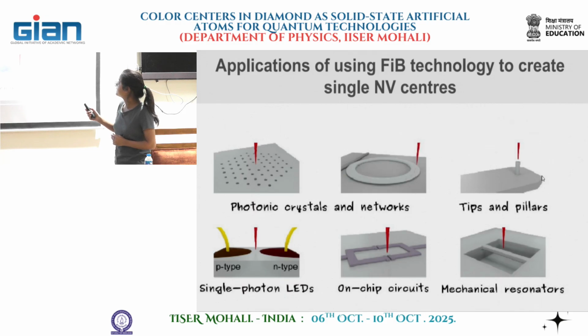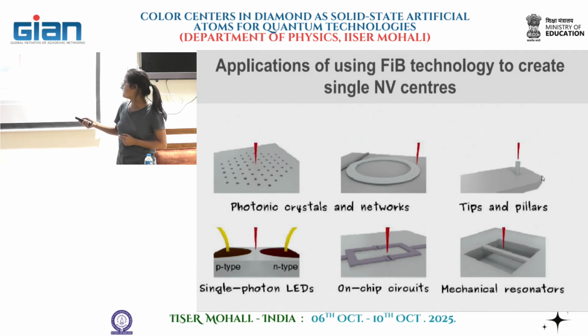So the applications of using FIB technology to create single NV centers are as follows. There are some other technologies with which we create NV centers, like AFM, where we incorporate a mask. What is a mask? Basically, we have a sheet in which we make simple holes, and these holes guide us where we need to generate NV centers. Masks are generated using electron lithography. Here we do not need any mask technology. Without any mask, we simply use a broad ion beam, and then we focus it wherever we want to generate the NV centers.